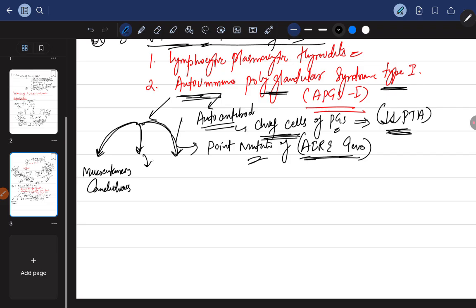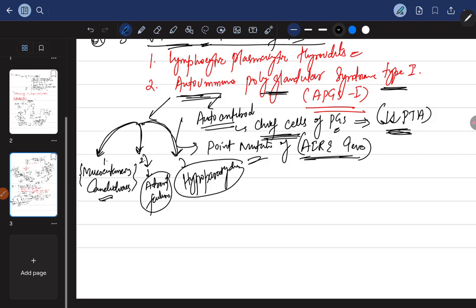Okay, second, there will be adrenal failure and hypoparathyroidism. Means for APGS you have to remember three things. APGS is characterized by mucocutaneous candidiasis. Okay, there is adrenal failure and hypoparathyroidism, and when there is adrenal failure, finally the patient develops what we call Addison's disease, which we will see ahead.